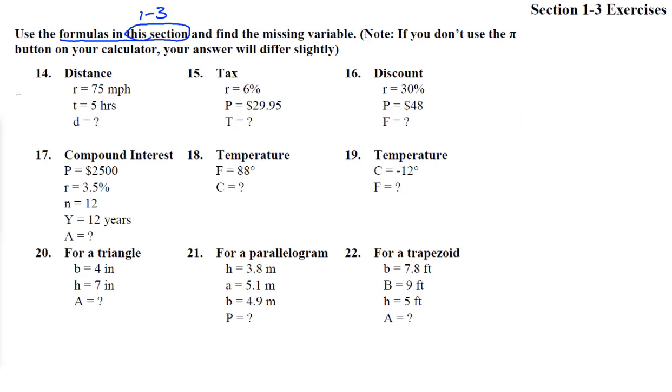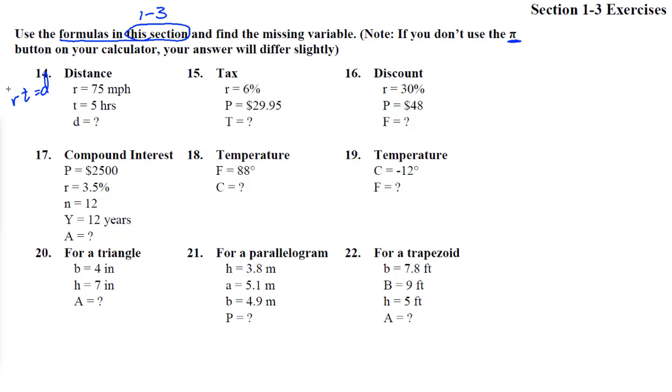So distance, we have rate times time equals distance. And using pi, I should finish the instructions. Find the missing variable. So in this case, we're trying to find d. It says, note, if you don't use the pi button on your calculator, your answer will differ slightly from what's in the book. So yes, rate times time equals distance.